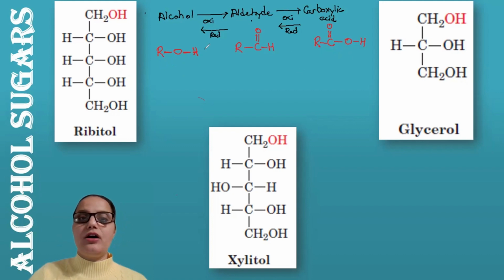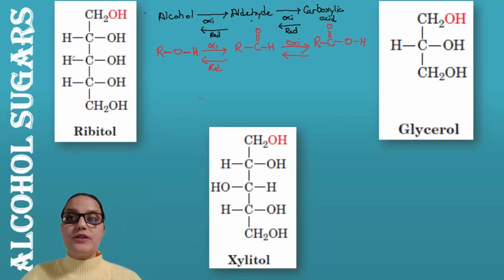Whenever this alcohol gets oxidized, it will form this, and when this aldehyde gets oxidized, it will form this. So this is the general pathway, and the reverse is also true: whenever this gets reduced, it forms the aldehyde, and when this gets reduced, it forms the alcohol, right? This is the reduction form, and this is the oxidation pathway.